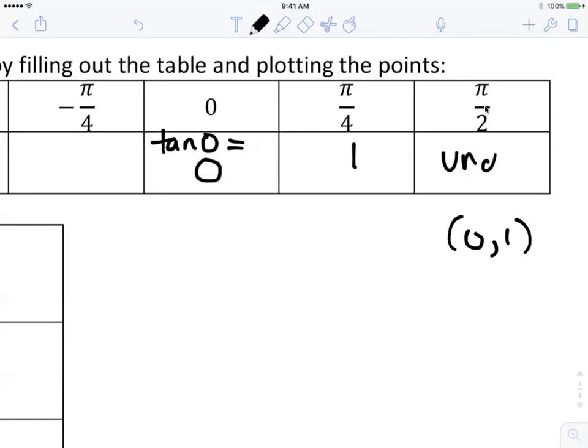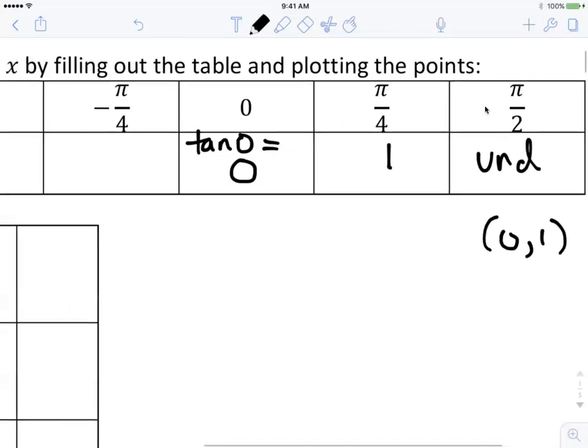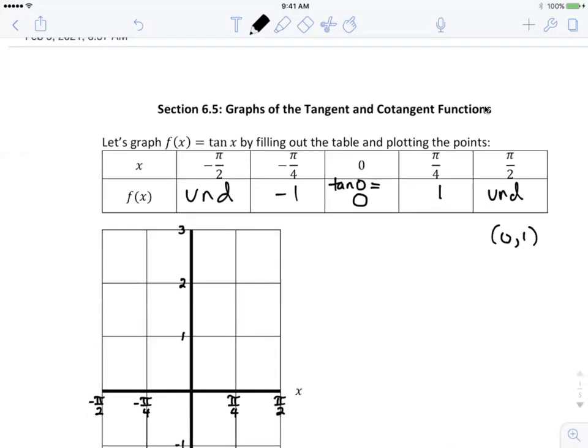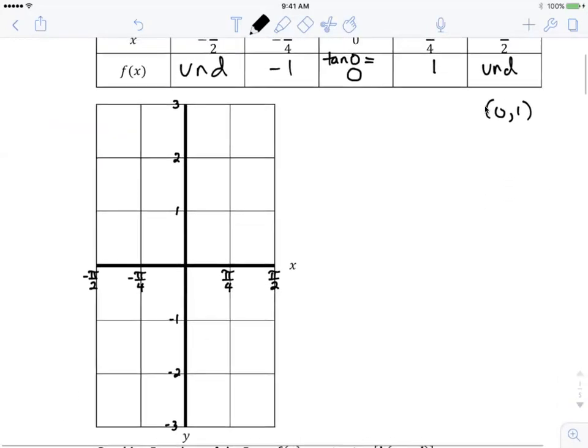Oh, we're going to have to graph undefined. That's going to look crazy. Okay. And then over here, the negative ones, that would just be a -1, right? And then this one is also undefined for the same reason. And you can see those points as well. Okay. So those are my 5 key points that I would like to plot on this graph.